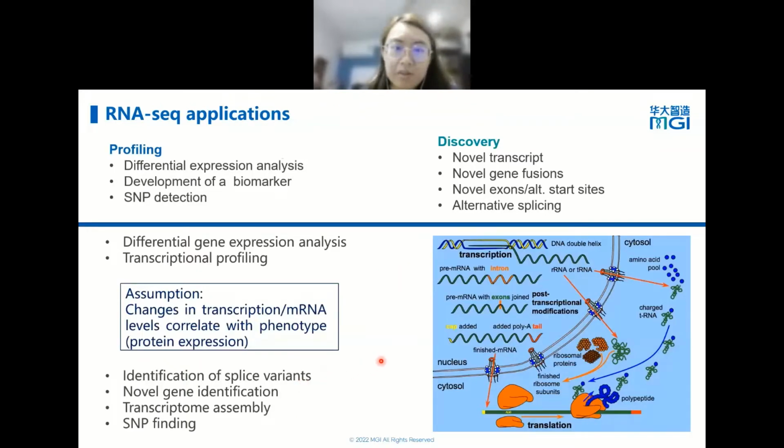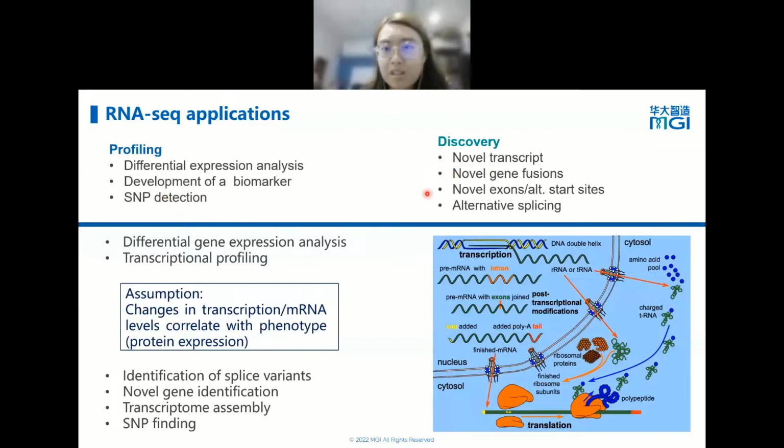So these are some of the applications in RNA-seq. Basically it's divided into two areas for me. First will be profiling, which includes differential gene expression analysis. As I mentioned just now, you have your treated sample and non-treated sample. You compare the differential expression between these two groups of samples, and then you see which set of genes is upregulated and which set is downregulated. With this information, it can lead to development of biomarkers and SNP detection as well.